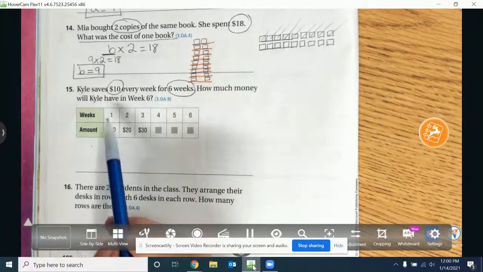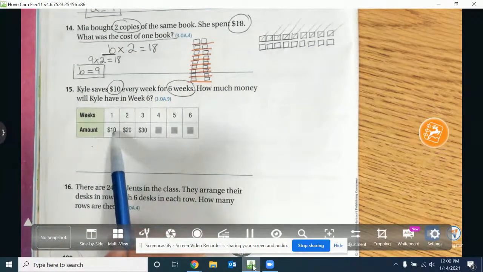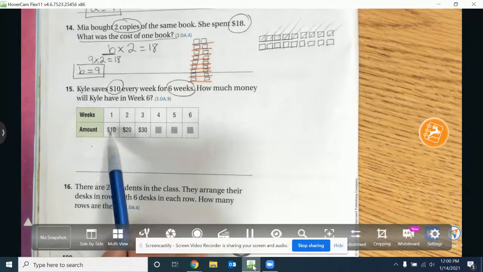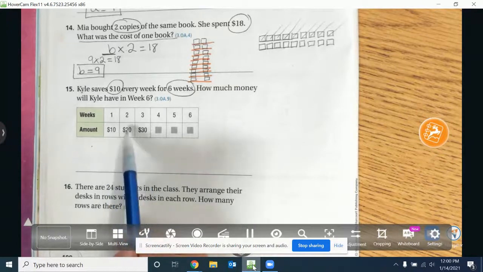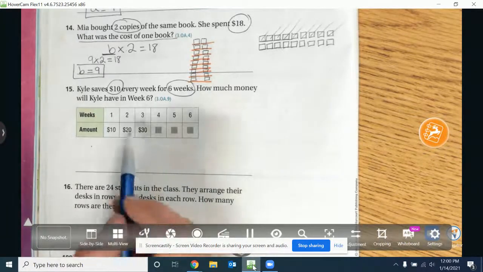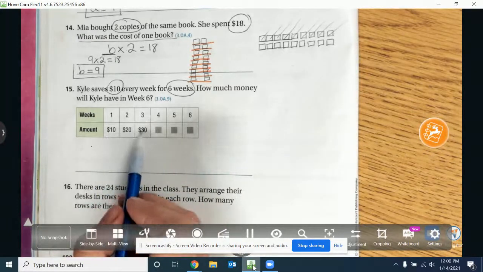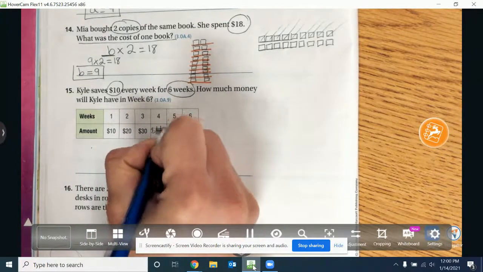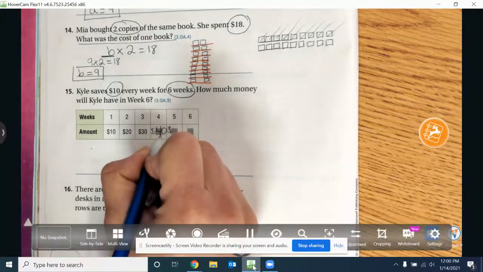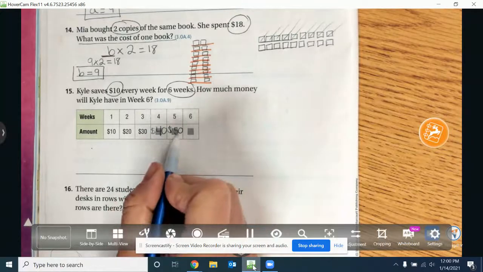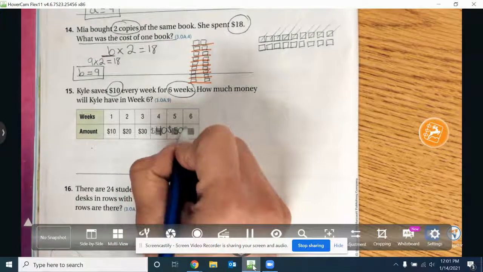Let's look at the pattern. So in week 1, he has $10. Week 2, 20. Week 3, 30. What are these dollars going up by? 10, 20, 30. They are going up by 10 at a time. So what is 30 plus 10? 40. What is 40 plus another 10? 50. What is 50 plus another 10? 60.